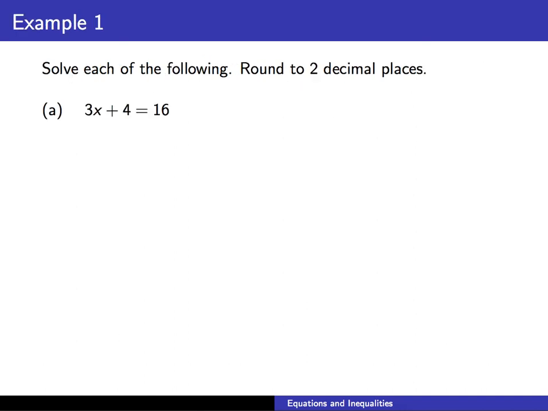If they do, then we know we got our answer right. So example 1, solve each of the following. Round to 2 decimal places when necessary. We're going to start with 3x plus 4 equals 16. So first we're going to undo any addition or subtraction. We have some addition with this plus 4. So we're going to subtract 4 from both sides, and we get 3x equals 12.